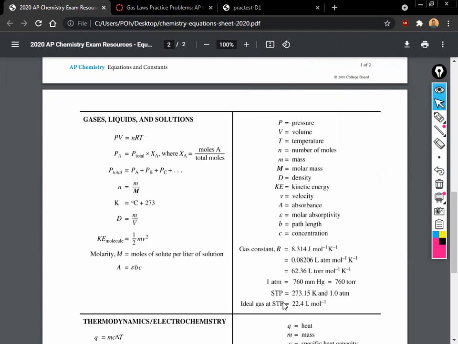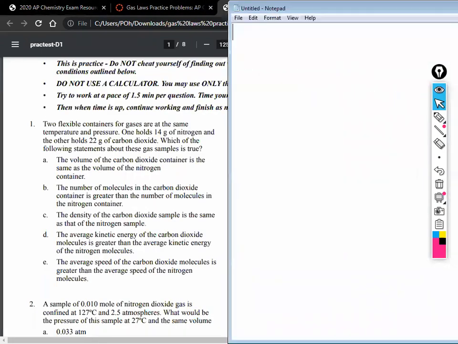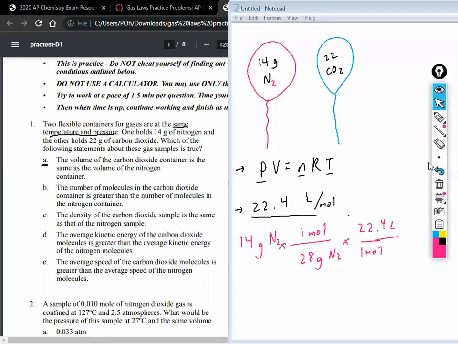Oh, did they not? They don't have 22.4. Okay, I guess you guys gotta memorize it. This one's from 2020, so. Yeah, you guys can just write that on your form then, right? 22.4 liters per mole. Sorry about that, I thought it would be on there. Well, I guess you guys gotta memorize that then, unfortunately. So, it's a blunder on my part.